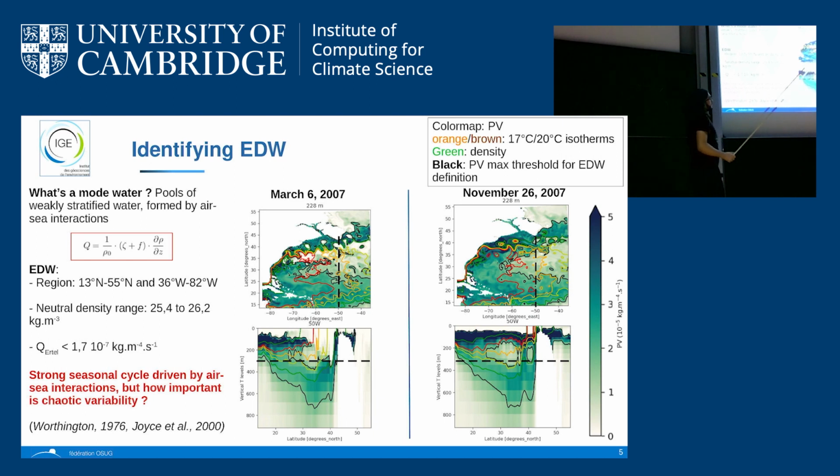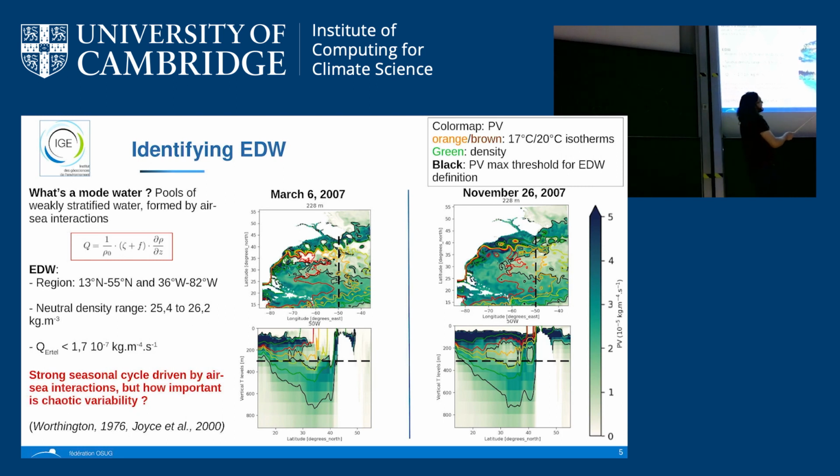The other thing I want to talk about here is the bottom row. The left column is March 6th, just the end of winter, in one of the members of my ensemble. This is a model, by the way. So at the end of winter, you've got a very deep mixed layer. This black line here is the maximum PV value that I mentioned earlier. So anything that's lightly colored outside of this line is very weakly stratified. What we see here is a deep mixed layer that goes down to around 400 meters in this meridional section.